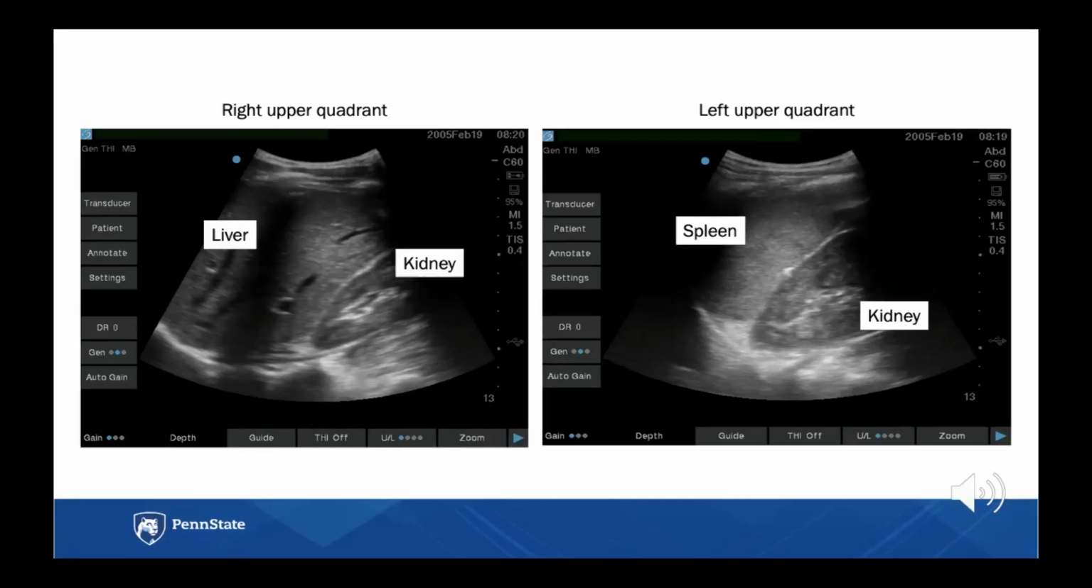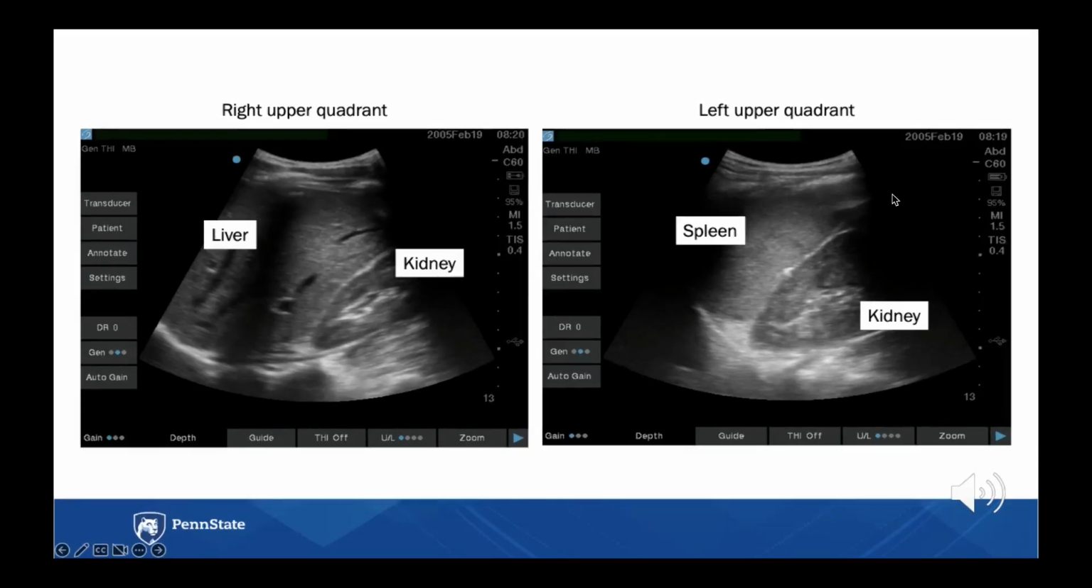These are ultrasound images of both the right upper quadrant and left upper quadrant so that we can compare them. In the right upper quadrant, you'll be looking for Morrison's pouch, which is the space between the kidney and the liver. In the left upper quadrant, you'll be looking for the splenorenal pouch, which is analogous to the Morrison's pouch, but looking between the spleen and the kidney instead of the liver.